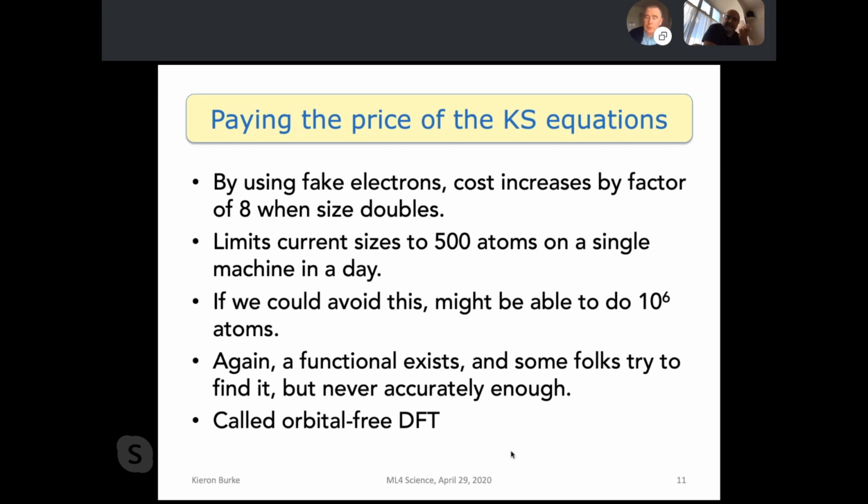So when we look at the many-body Schrodinger equation, this is a very difficult quantum problem, and its cost goes up very rapidly. Doing the Kohn-Sham equations reduces that cost, but not to nothing. It goes like N cubed, the number of electrons cubed. And doing, say, 1,000 atoms on a single machine in a day is not unreasonable these days. But of course, you would like to be able to do millions.